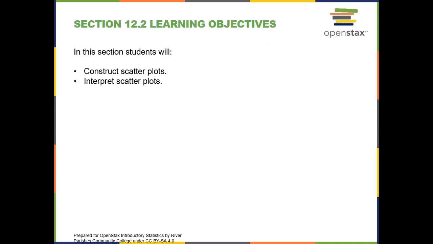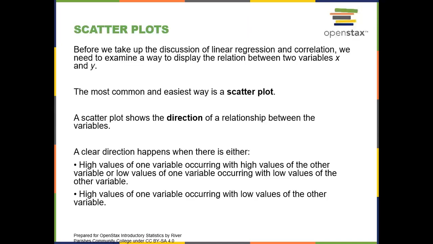So scatter plot, as the name implies, means X and Y values are scattered all over the XY coordinate system. Before we take up the discussion of linear regression and correlation, we need to examine a way to display the relation between two variables X and Y. The most common and easiest way is a scatter plot.